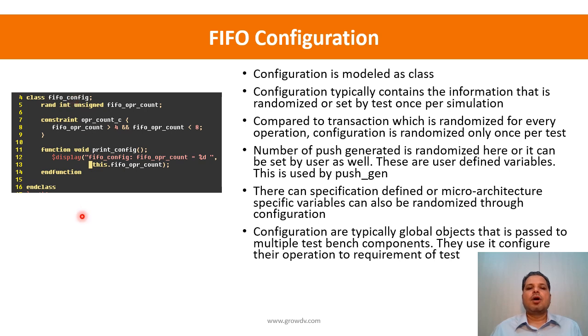All right, and we have provided one utility function called print config. This is an important point: for all the transactions you would want to have a print function, so that as soon as the configuration is randomized you can print it out, or whenever you are processing a particular transaction you can print it out. This helps a lot while doing debugging.